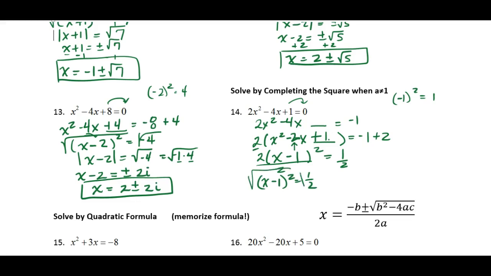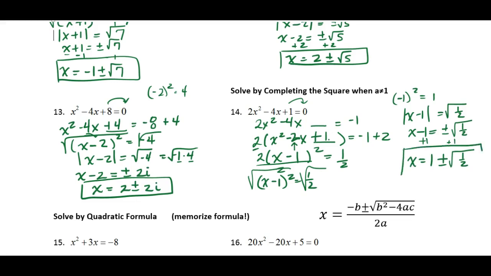Then I extract my square root. I'm going to scoot over here so I have a little more room. So I have x minus 1. Absolute value of x minus 1 equals the square root of 1/2. Okay? All right, so this means I need to make x minus 1 plus or minus square root of 1/2 right there. Okay? Then add 1 to both sides. So x is equal to 1 plus or minus the square root of 1/2. And there are my two solutions.